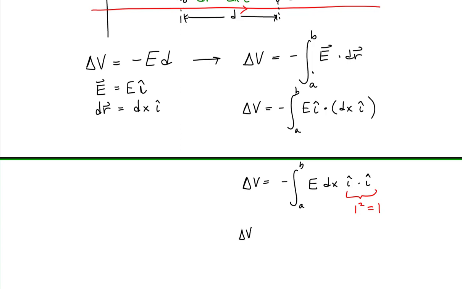This gives us the potential difference is equal to minus E, that comes outside of the integral, times the integral from our initial position at point A, which is only along the x-axis, so we'll say x0, to point B, which is x0 plus the distance d, of dx. When we integrate this, we get minus Ex from x0 to x0 plus d.